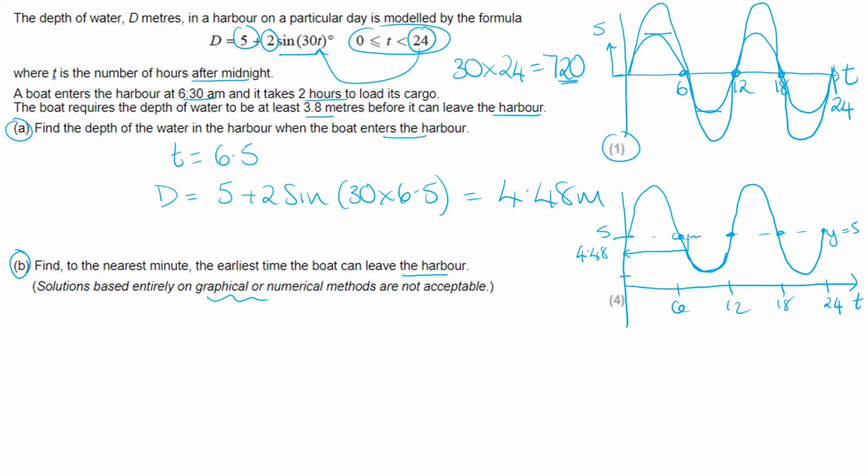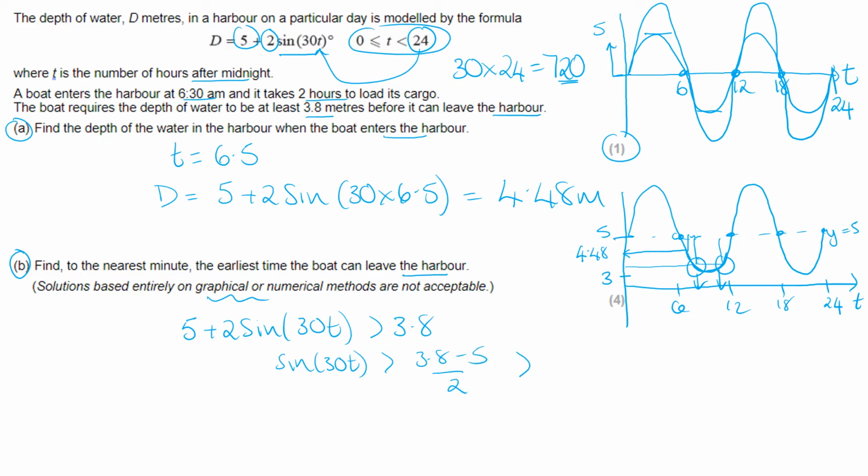So 3 would be at the bottom here, so 3.8 is going to be here. So we need to find the times here, but it's going to be after midnight when the boat can leave. So what we need to do is say that 5 plus 2 sine of 30t needs to be bigger than 3.8. And then if we take away 5 and divide by 2, the sine of 30t will have to be bigger than (3.8 minus 5) over 2.